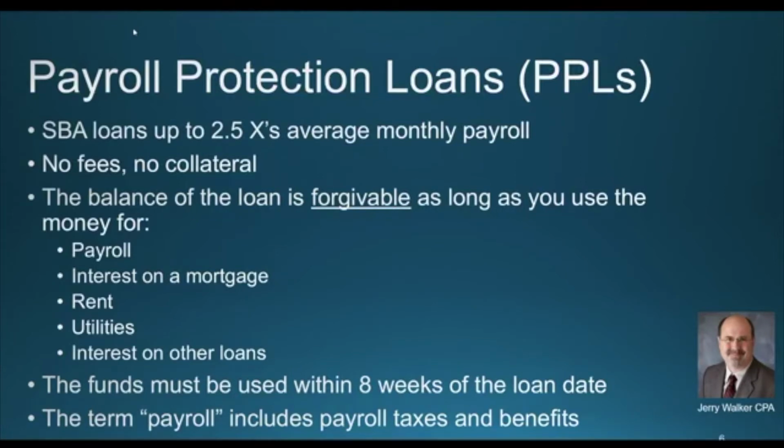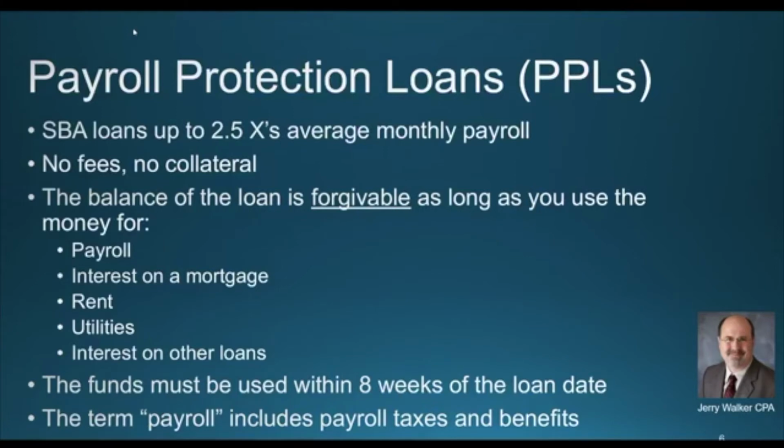So the SBA, the Small Business Administration, is going to make loans of up to 2.5 times your average monthly payroll. So if I keep it simple here, if your church has $10,000 a month of average monthly payroll, you could get an SBA loan of up to $25,000, 2.5 times your average monthly payroll. There are no fees associated with obtaining this loan. There's no collateral required. This will be the easiest loan you've ever applied for and received.